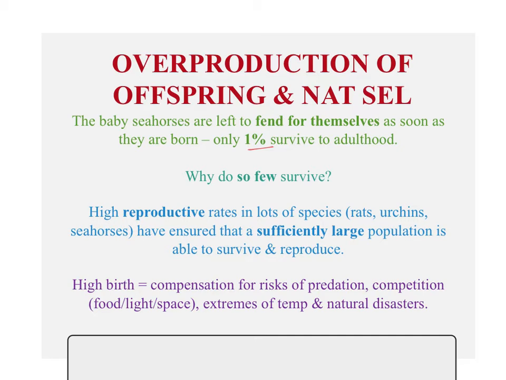So the seahorses are compensating for the fact that if I've got loads of babies, they might be more at risk of predation. There's going to be more competition between those babies, so for food, for light, for space, and also accounting for things like natural disasters or extremes of temperature change. So when global warming is a significant factor, for example, some of those little baby seahorses might not be able to survive, which is a horrible thing to think about. You're having so many babies to account for the fact that quite a few of them, the majority of them, are going to die. But evolutionarily, it's advantageous because you've still got enough to carry on that gene line.